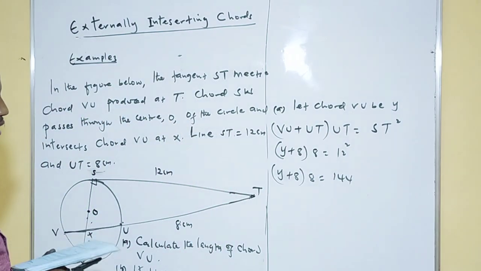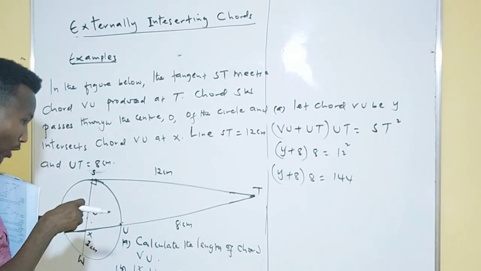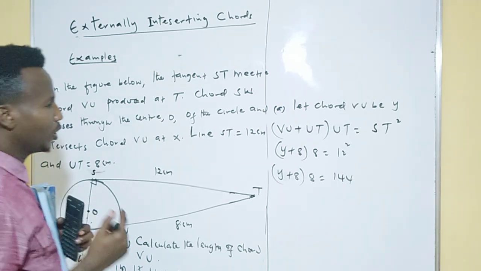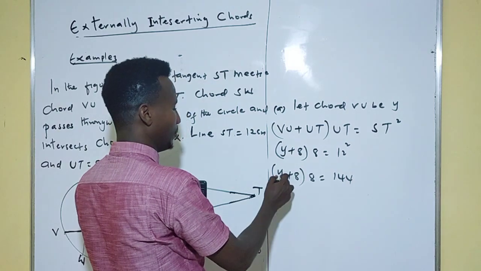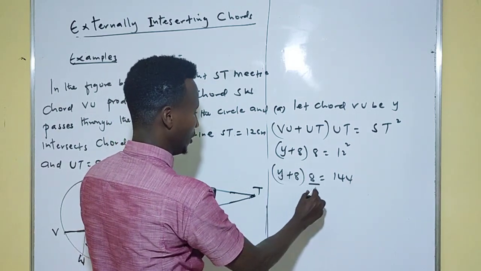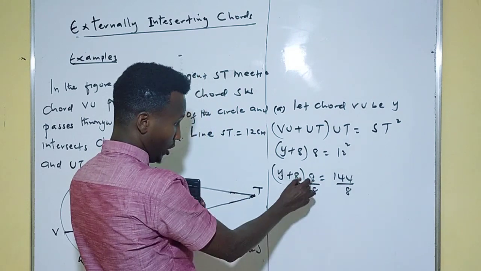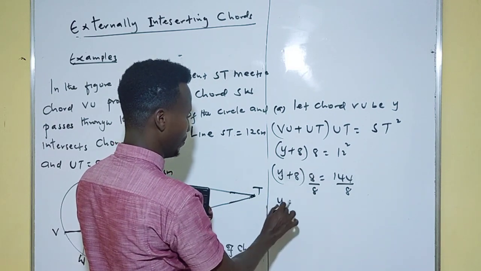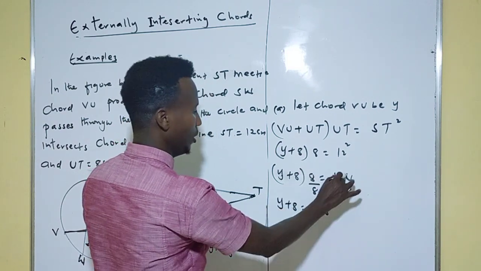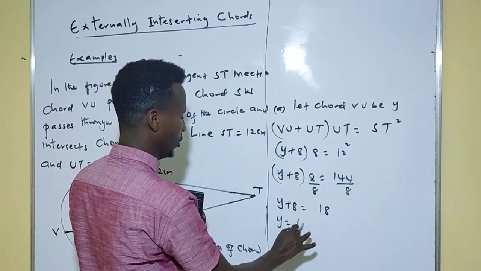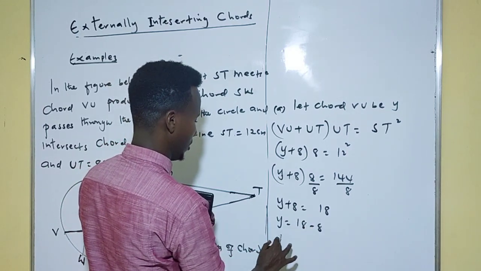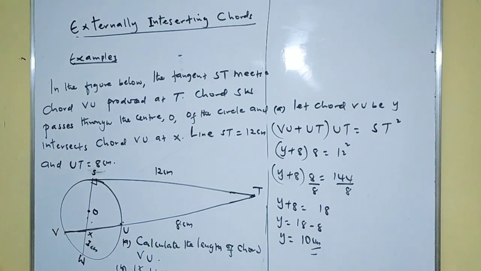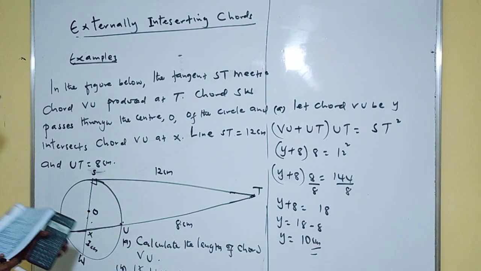Mathematically, you can say 144 divided by 8. There are some teachers that will multiply 8 times y. Don't waste your time. Divide both sides by 8, because this 8 affects the internal quantity. So we have y plus 8 is equal to 18. Take the 8 to the other side: y is equal to 18 minus 8. So y is equal to 10. Remember, you said let chord VU be y, and that is the final answer.